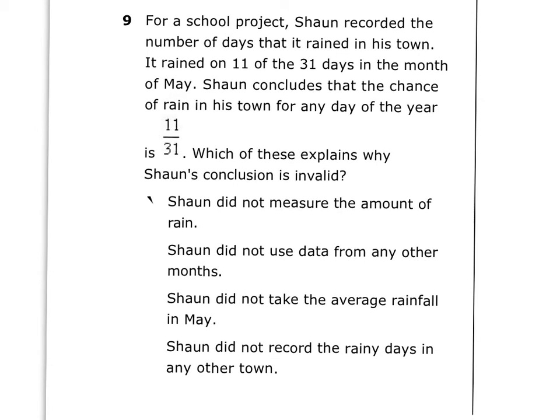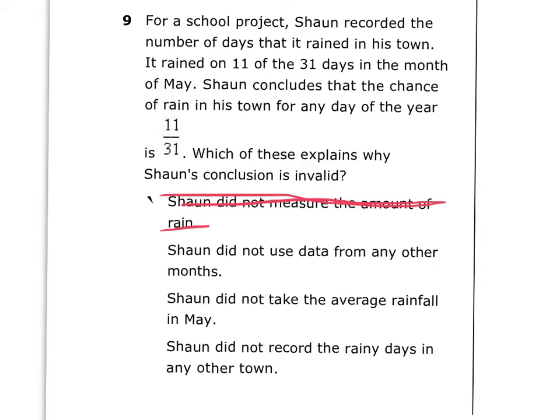First one. Sean did not measure the amount of rain. Are we talking about the amount of rain? No. We're talking about the chances of it raining, right? Not how much it's going to rain when it does rain. Right? So that doesn't have anything to do with the information we collected.